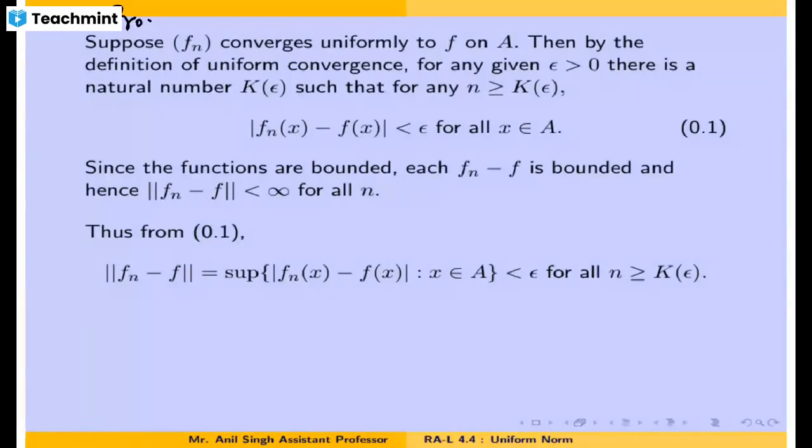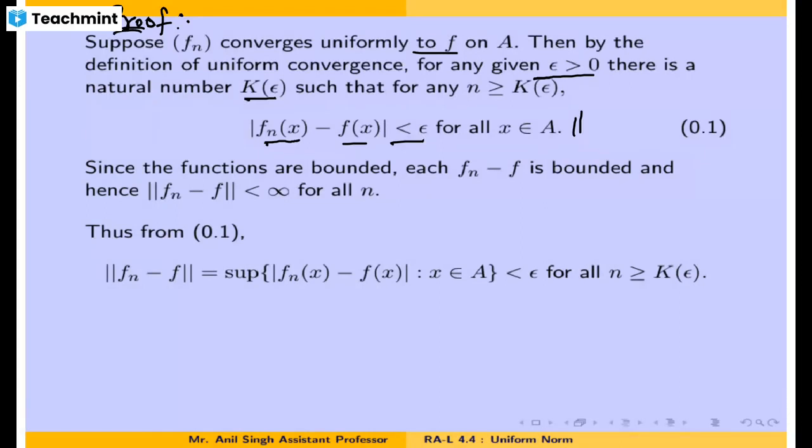We first suppose that the given sequence converges uniformly to the function f. Then by the definition of uniform convergence, if you take any epsilon greater than zero, there exists a natural number N depending upon epsilon such that the distance |f_n(x) - f(x)| is less than epsilon for all x in A. This is the definition of uniform convergence.